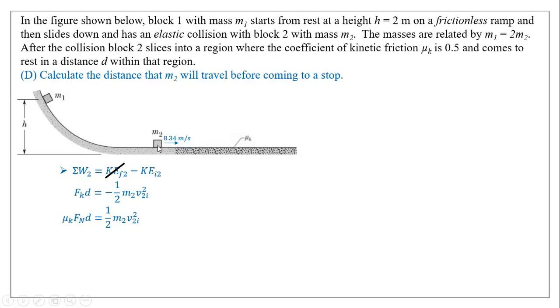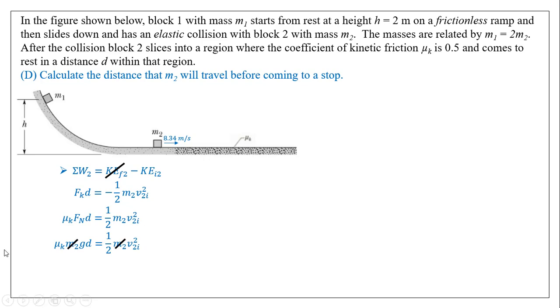So therefore, F of N is just equal to F of G, or the magnitude of F of N is equal to F of G. All right. So I can just go ahead and get rid of F of N by saying that F of N is the same as the magnitude of F of G, and F of G is just M times G, but it's M2 because we're looking at block 2. And the right side stays the same because nothing has been substituted out, and then M2 cancels out.